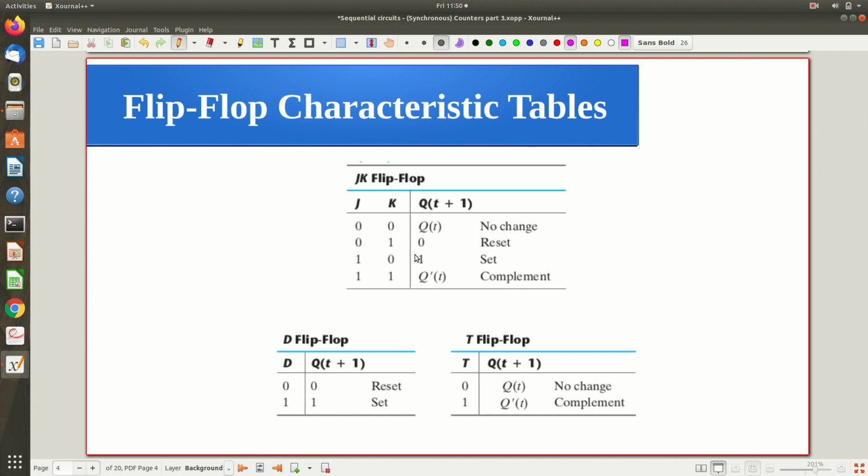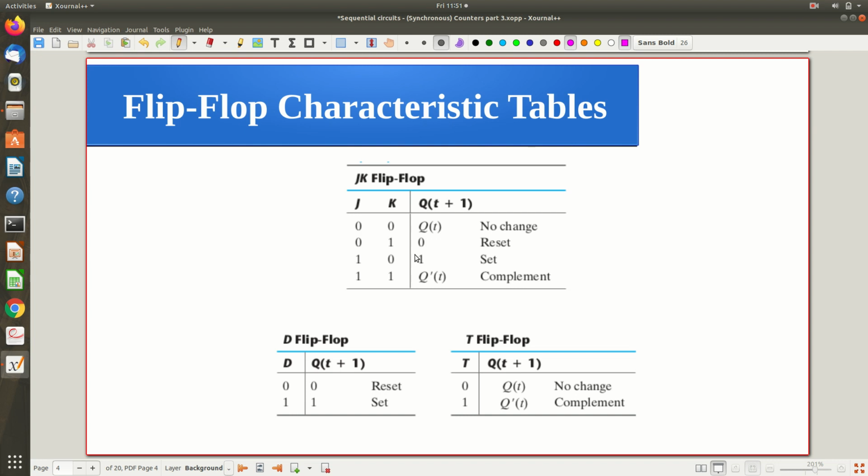JK, D and T. They find applications mainly because with SR there is a problem with a particular input combination, when both S is equal to 1 and R is equal to 1, that is not used, right? If you apply S equal to 1, R equal to 1 directly, there is no issue. It will lead to some stable output only, but the problem is that immediately after that, if you apply the no change input, it will reach some undetermined state. So we don't want it, and we are not allowing that particular input combination.